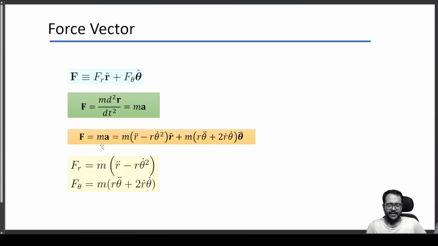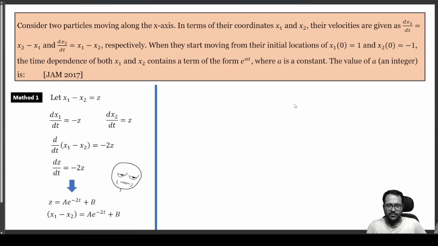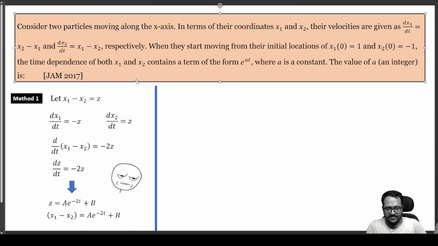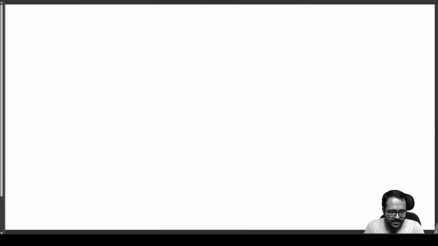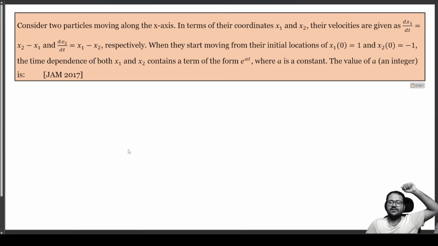Sometimes you need to come across those terms. So this is radial force, this is tangential force, a most general force vector in two-dimensional polar coordinates. Okay, we are almost at the end. Let's have this final example. So consider two particles moving along the x-axis. In terms of their coordinates x1 and x2, the velocities are given. I got this above and just pasted it.